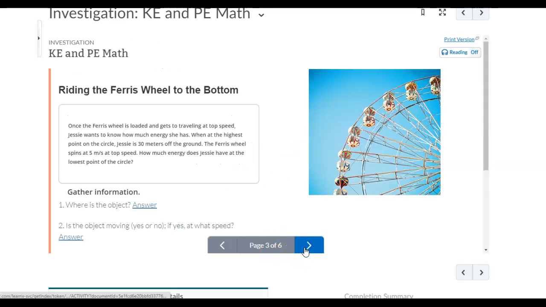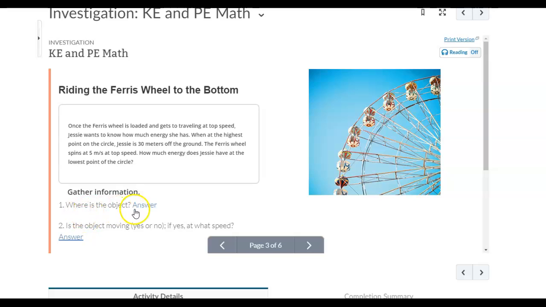Okay, so going on to another problem. Once the Ferris wheel is loaded and gets traveling at top speed, Jessie wants to know how much energy she has. When at the highest point on the circle, remember she's 30 meters off the ground, the Ferris wheel still spins at 5 meters per second. How much energy does Jessie have at the lowest point?